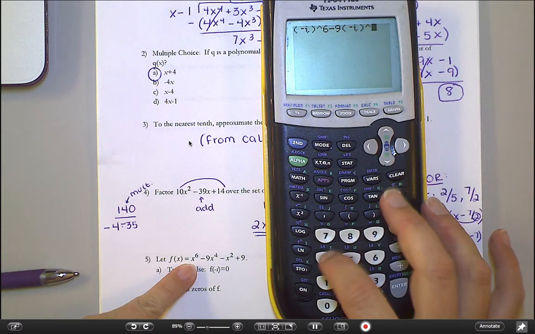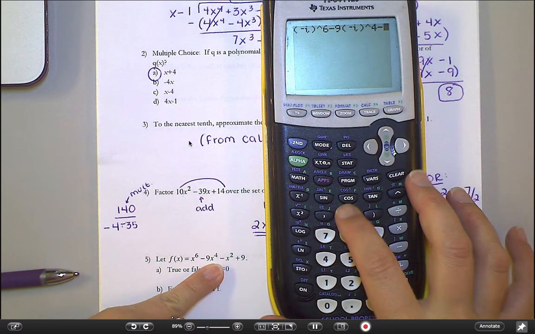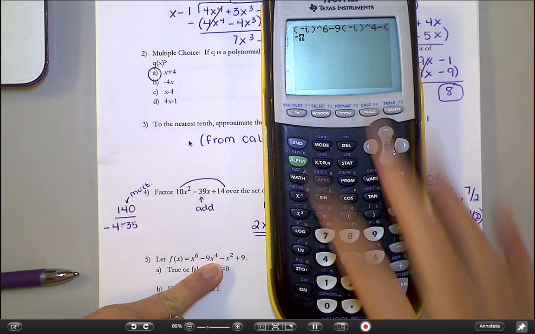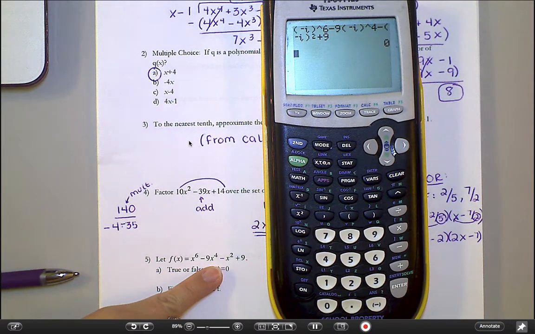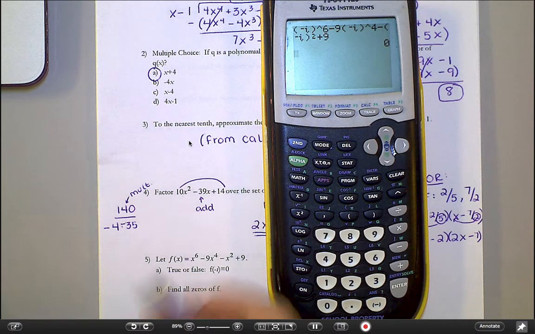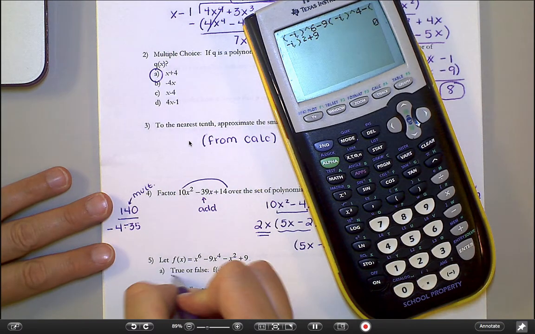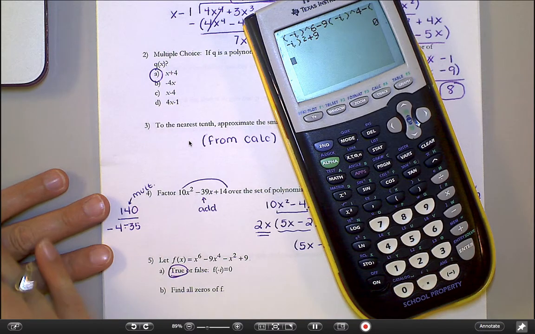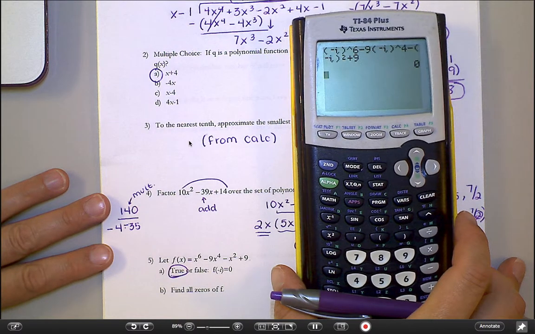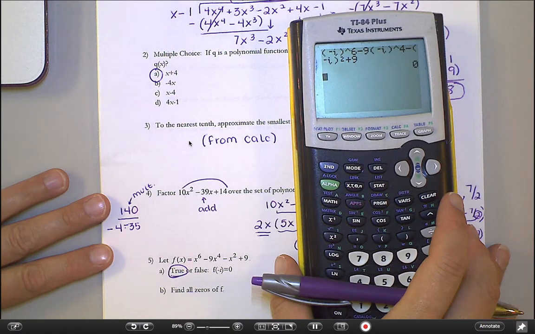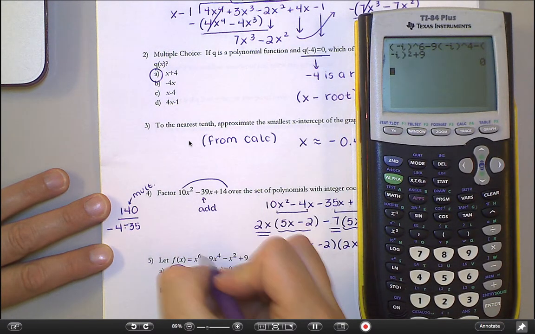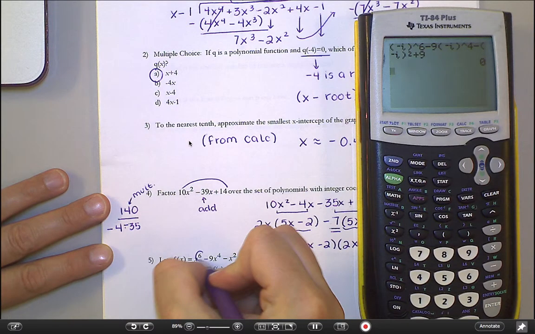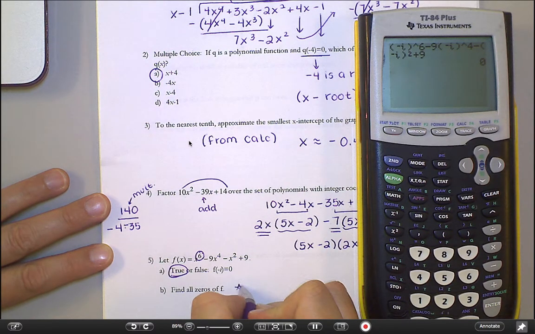To the power of 4 minus negative i squared plus 9. And it does come out to be 0. Okay, so true or false, this is true. We plug that in and it does in fact equal 0. Okay, so now it says find me all the zeros. First off, we really should be able to account for 6 zeros.